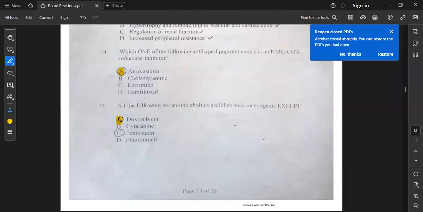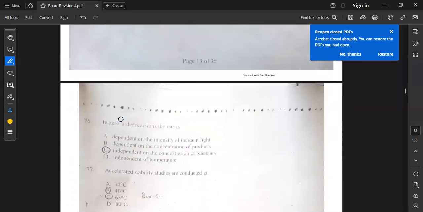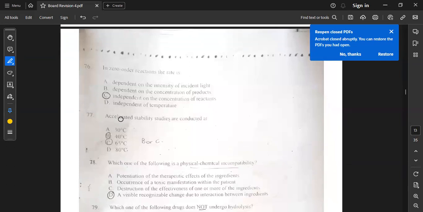Moving on to number 76. The question asks: in zero order reactions, the rate is dash. Number 1, dependent on the intensity of incident light. Number 2, dependent on the concentration of the products. Number 3, independent of the concentration of the reactants. And number 4, independent of temperature.